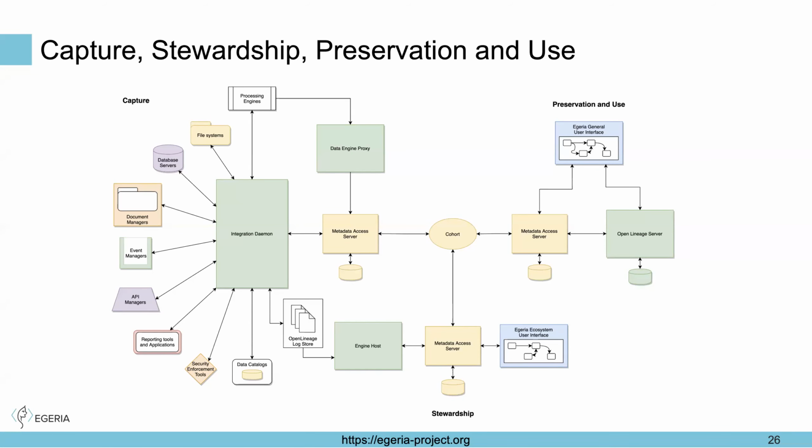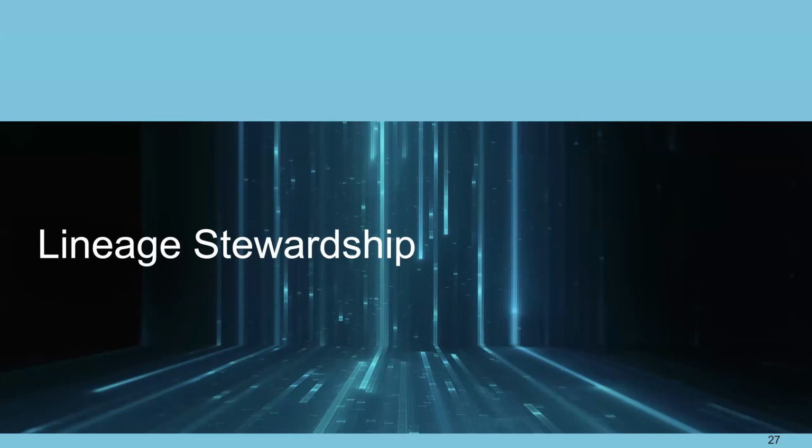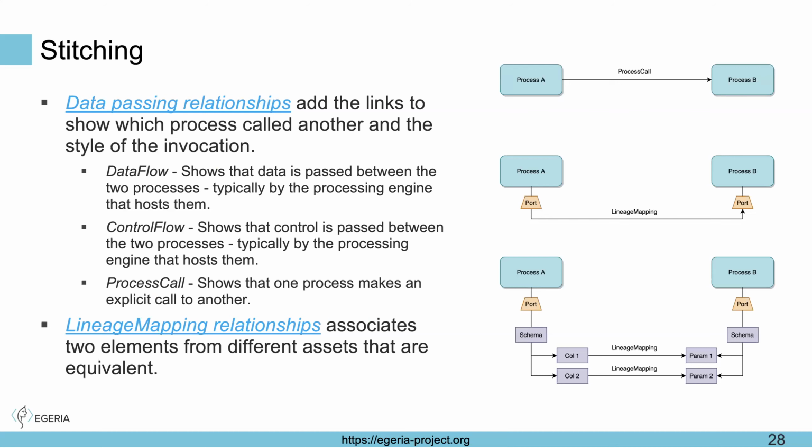I've covered the capture part, including the log store. I'm going to spend a minute on the stewardship piece, and then I'm going to hand over to Lucio to talk about preservation and use. So stitching is something we try to avoid through naming conventions and other things. But ultimately, there are cases where the metadata that we capture is not linked together, so we don't get that lineage graph. And so there are a number of relationships that can be manually added to connect things together. We can say this technology interacted with this other technology using the data passing relationships, and you can see that we've got a process makes process A calls process B.